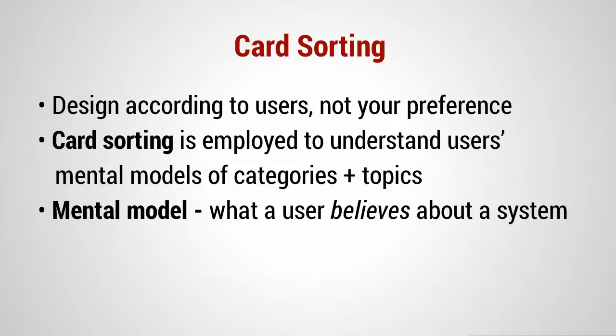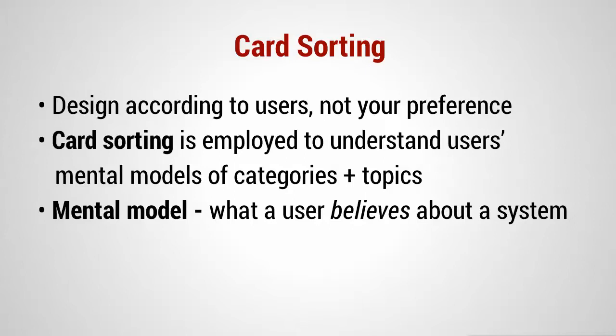So when a person approaches your site, they believe it's going to work in a certain way, and they have certain preconceived notions about your content areas and topics, and that's going to influence how they look around your site and what they expect the navigation to be. So card sorting is a technique to understand what those mental models are, so we can understand the categories and topics that people already think might be there.